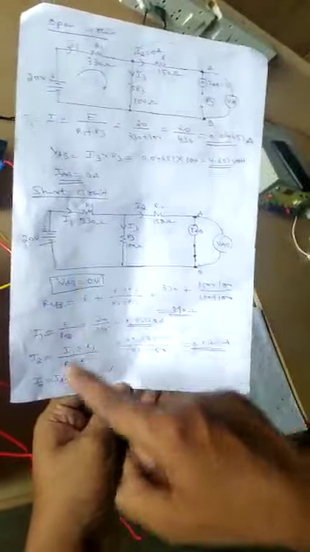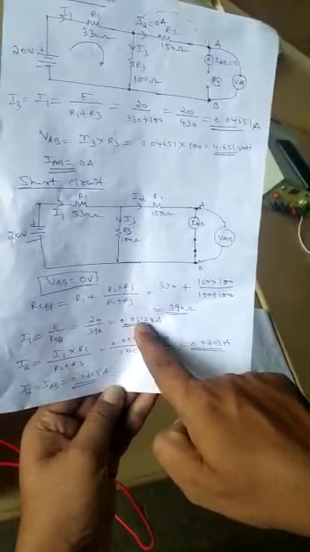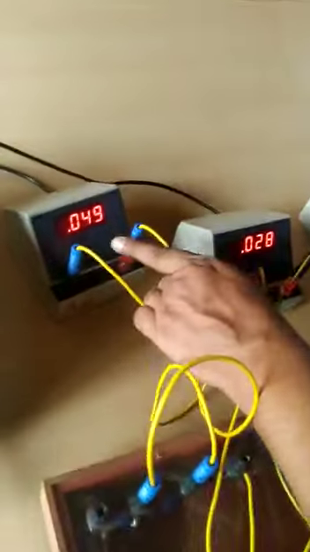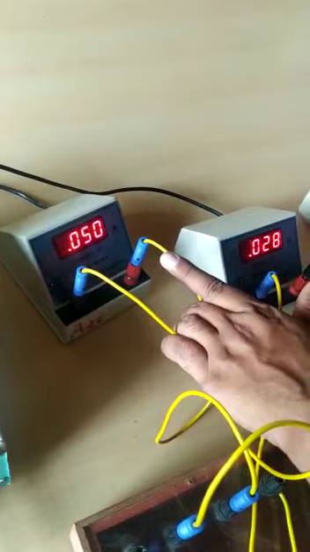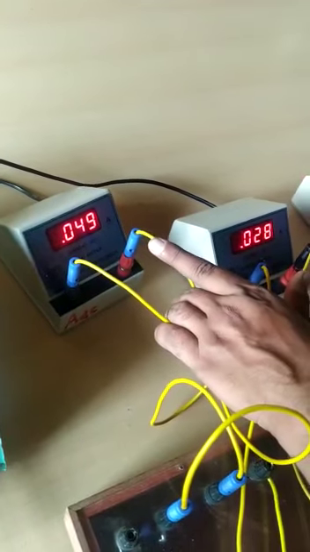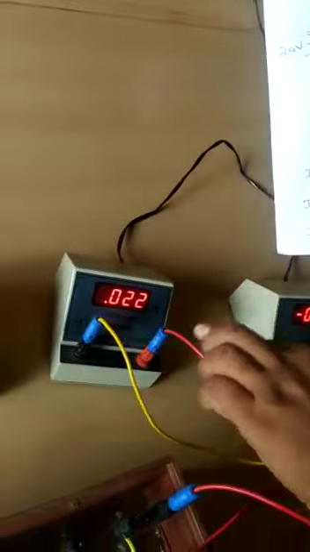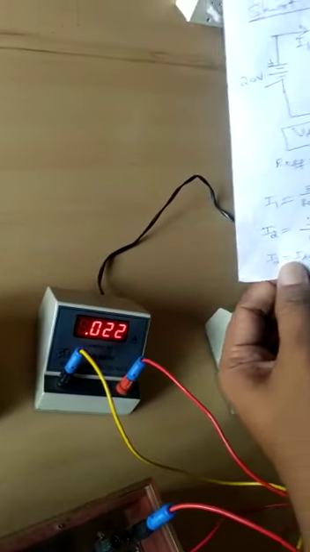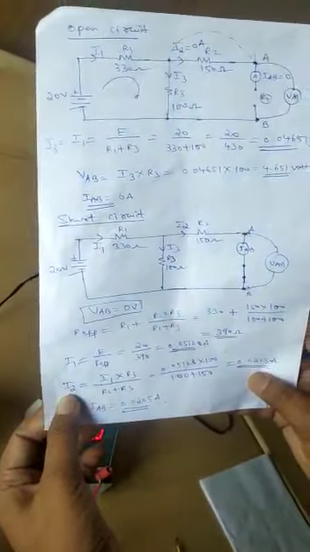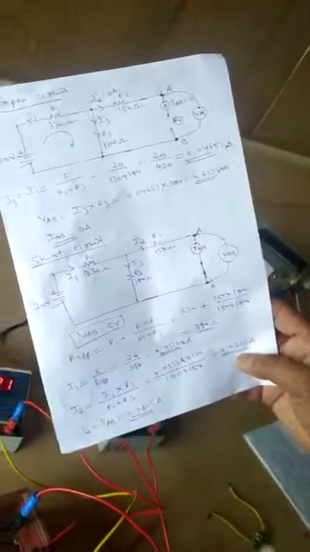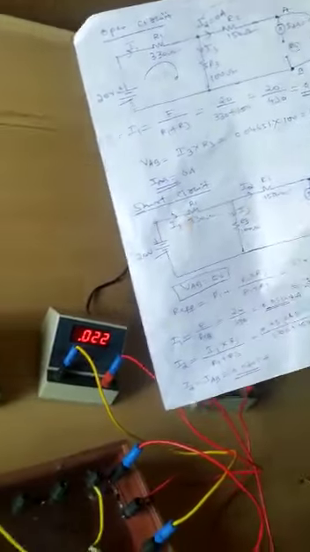By analyzing this, we calculated our I1 current as 0.05128. This is theoretical. We can see the practical value of current: we are getting 0.049, almost equal to 0.05. Next, I2 current. I2 we calculated 0.0205, and practically we are getting 0.022. Next, I3 you need not find. I1 minus I2 will give the I3 current. Addition of these two currents gives the supply current.